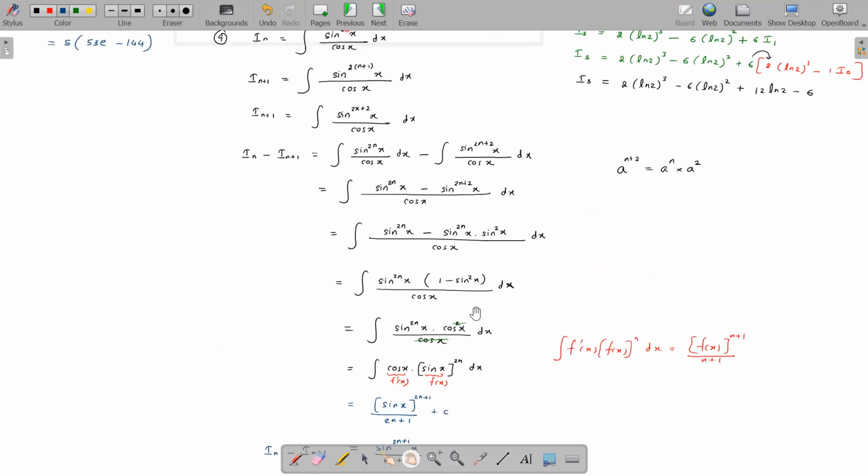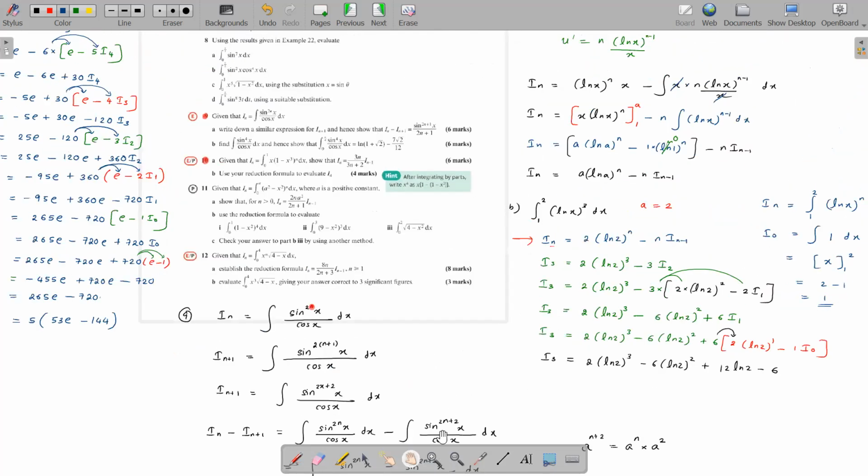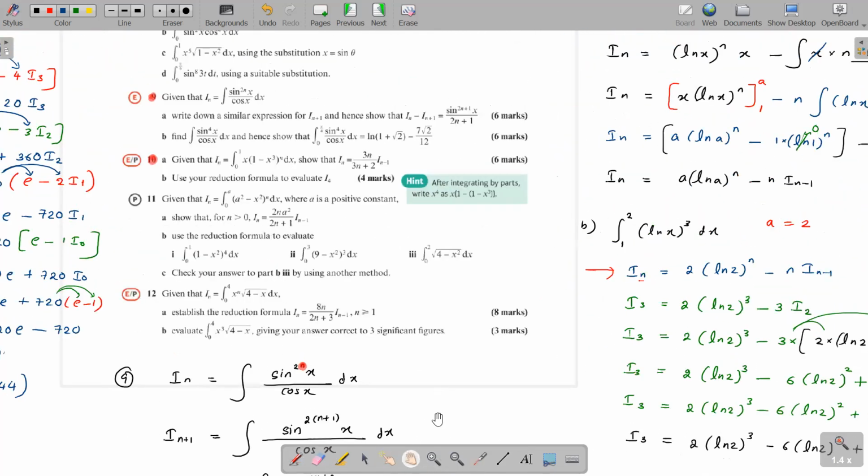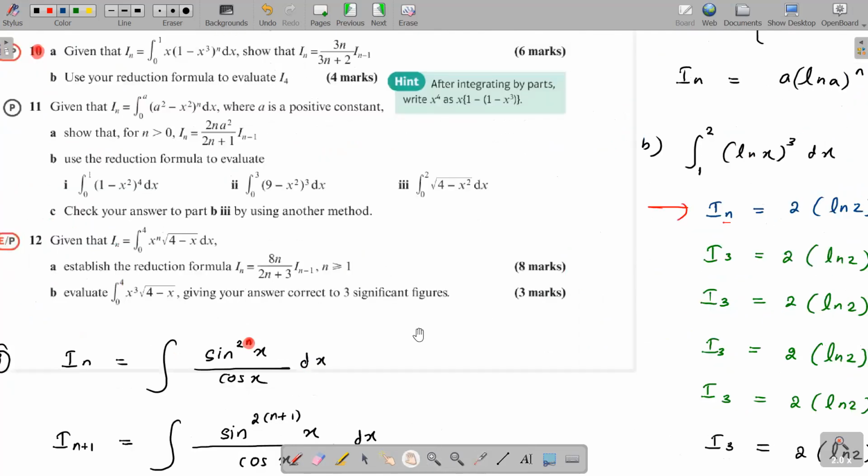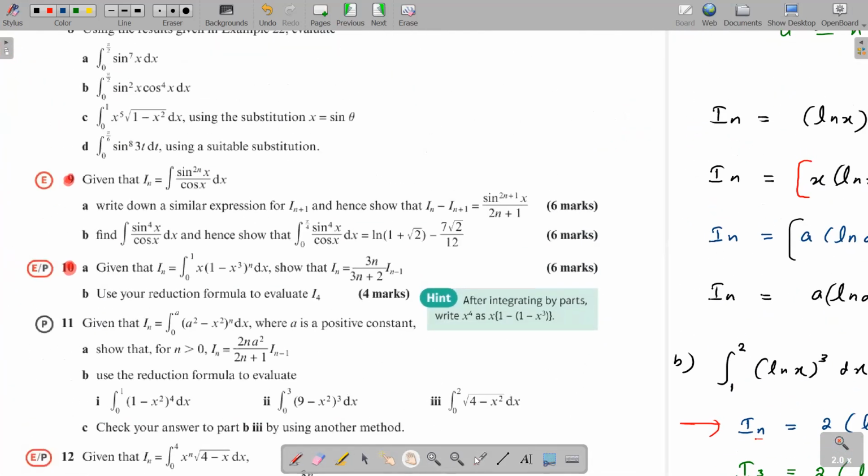Okay, then let's move to the next part. In the next part, they say, use your reduction, write down a similar expression. Okay, we wrote this for 6 marks. Find the integral of sine to the power 4 x over cos x dx and hence show that, okay, they have given you limits and you have to get this show that. Okay, so sine to the power 4 x over cos x. So looking at this, what's the n value we should use?